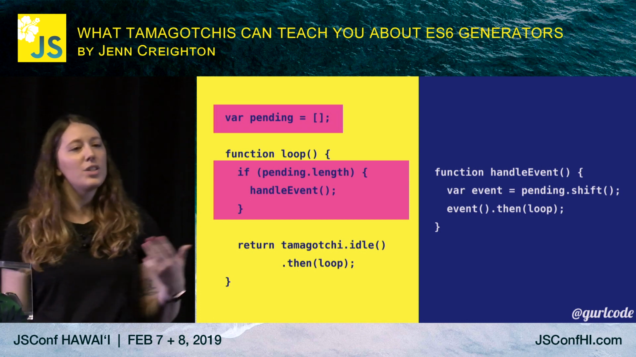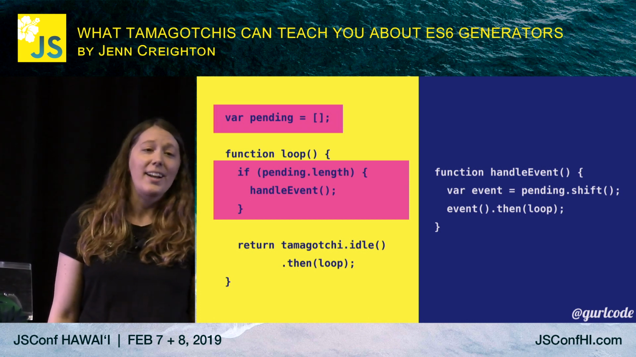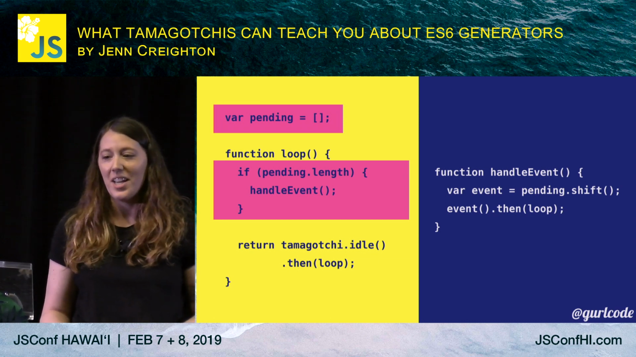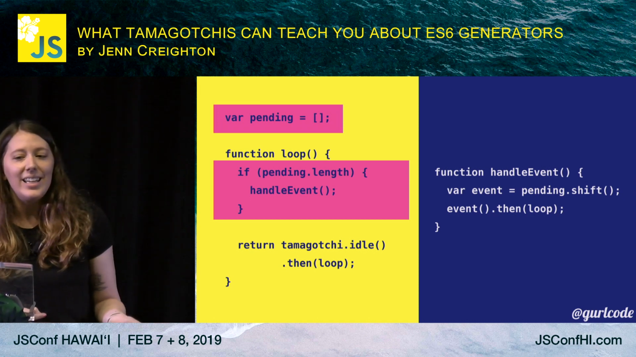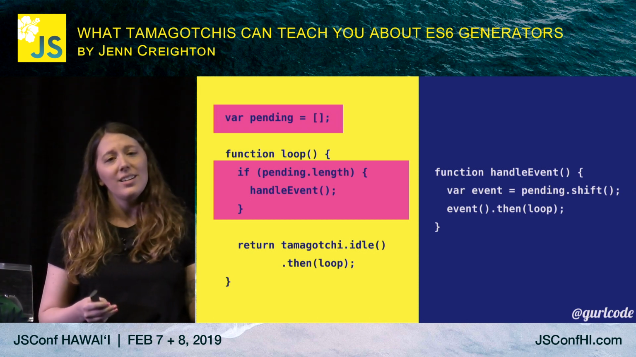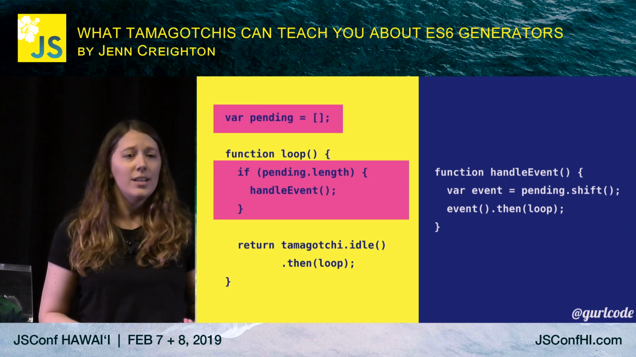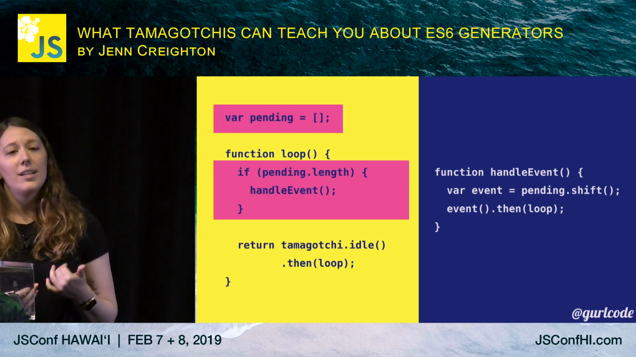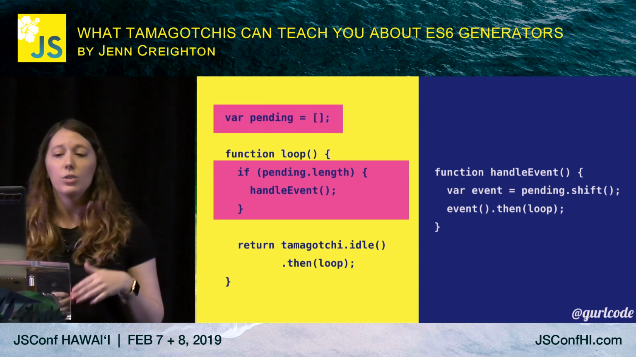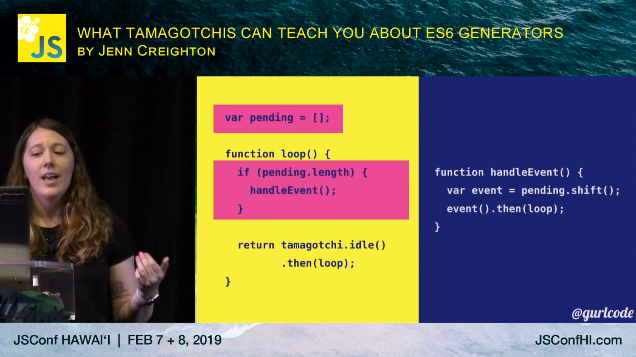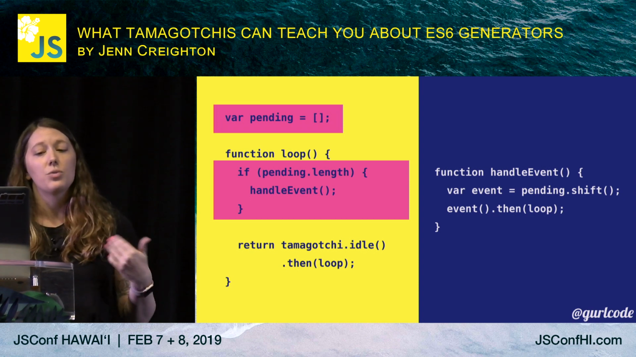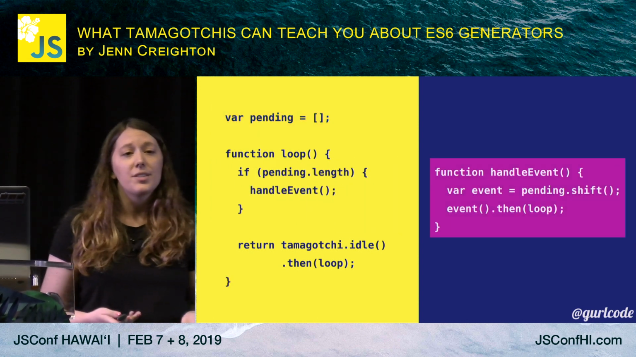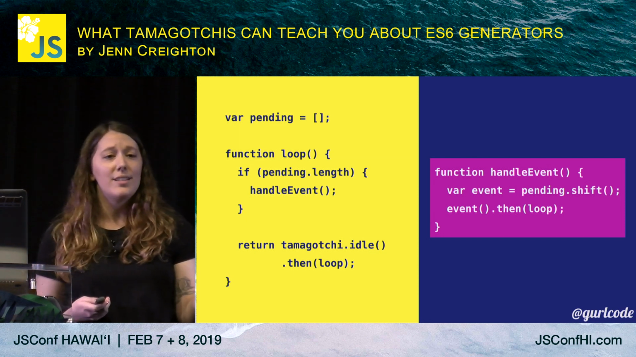So the point of the Tamagotchi is that the user can interact with it. I mean, the whole game is about interacting with the Tamagotchi. So at some point, I need to suspend the idle animation in favor of a user-generated event. So like feeding the Tamagotchi. So here I've added an array to hold pending events. The loop function checks if there are any pending events, and if there are, the handle event function is run, and the loop is terminated.